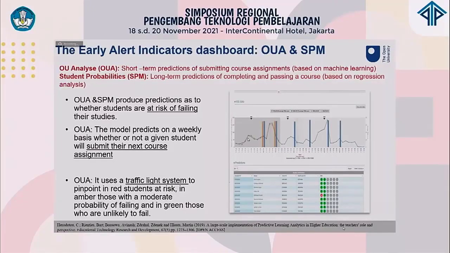So the blue line is the course average activity for all the students. Yellow line here is that of the student themselves. So where there is little activity at assignments, where they've not put in an assignment, we can start to see what's going on.